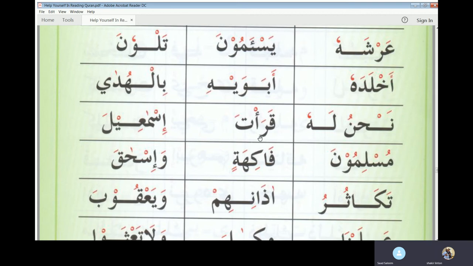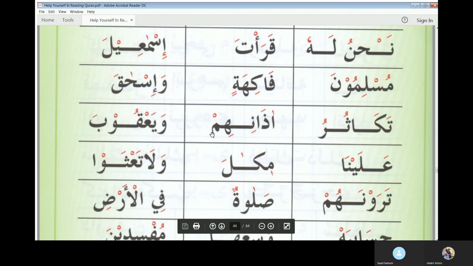Fahnulahu. Karata. Isma'ila. Muslimuna. Fakihatin. Wa Ishaqa. Isn't that the prophet Ishaq? Yes, Ishaq, the prophet. Takathuru.